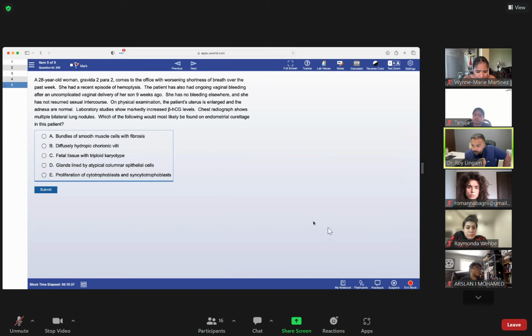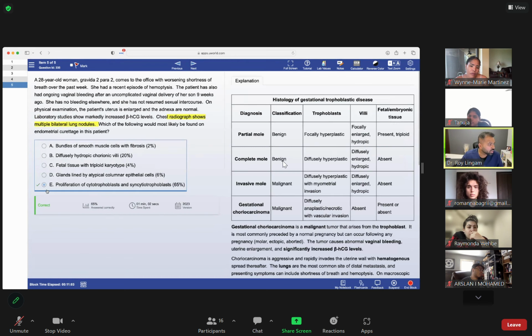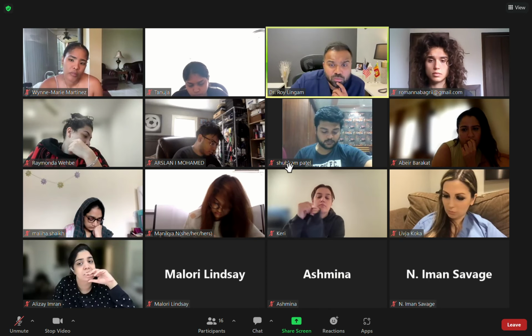What's the diagnosis? This patient has choriocarcinoma. Did we get that? It has already gone to the lungs, with beta HCG elevated. The chest radiograph shows everything, there you go. That's a proliferation of trophoblast. Trophoblast is made up of syncytiotrophoblast and cytotrophoblast. Do not forget that. Everybody clear, folks? All right. That's that. Let's continue.